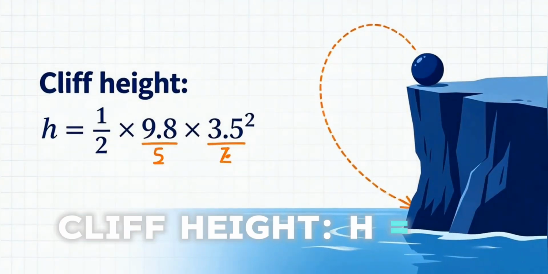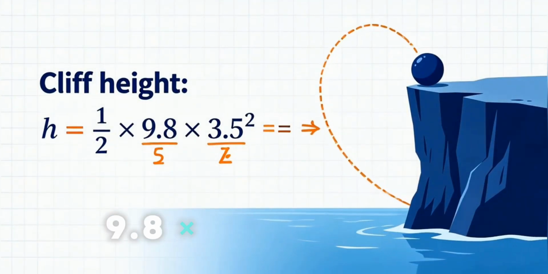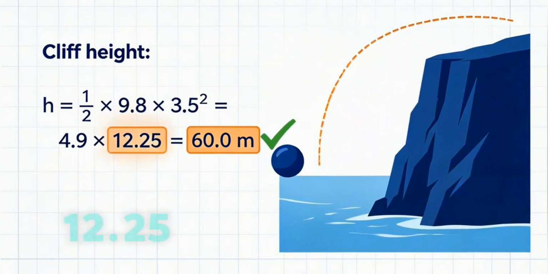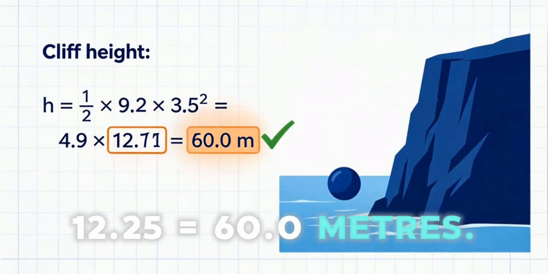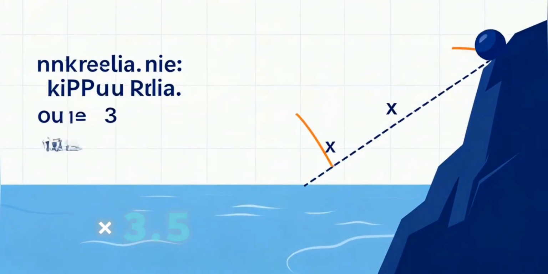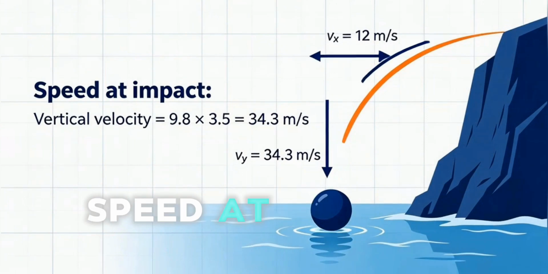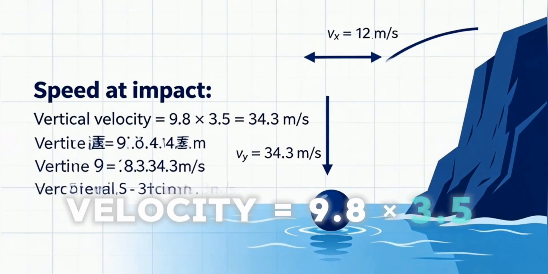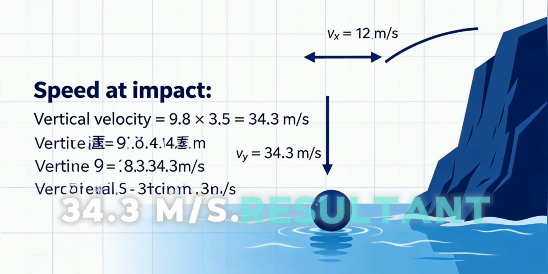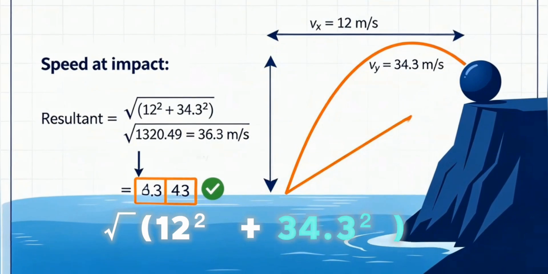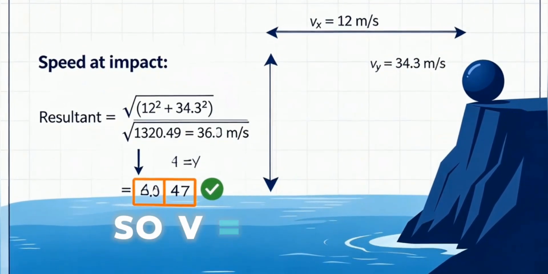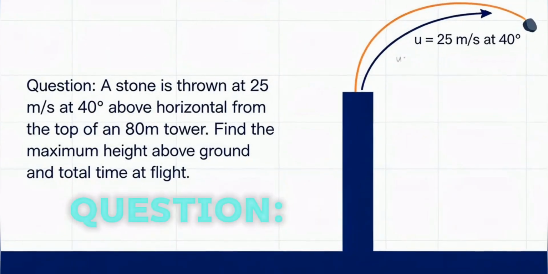Cliff height, h = ½ × 9.8 × 3.5², which is 4.9 × 12.25, equals 60.0 meters. Horizontal distance, x = 12 × 3.5 = 42 meters. Speed at impact, vertical velocity = 9.8 × 3.5 = 34.3 m/s. Resultant = √(12² + 34.3²) = √1320.45, so the speed is 36.3 m/s.